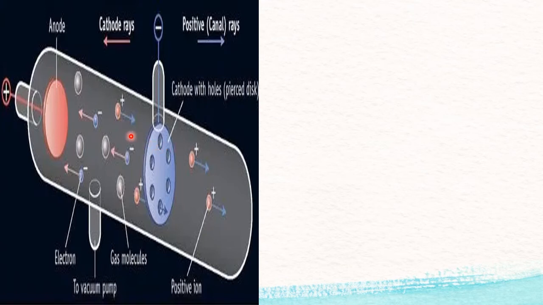Canal rays. Why? Because in a canal, when you leave the water from the dam, see how systematically it flows from one end to the other end. In the same way, he made some arrangements so that these rays were allowed to move systematically. So it looked as if a channel, a canal, is moving. That's why he named anode rays as canal rays. Let us see.